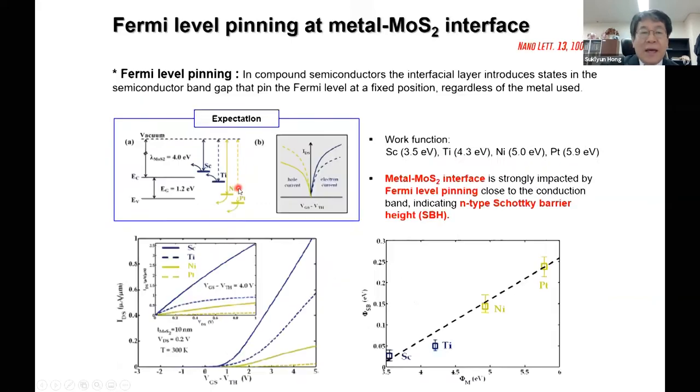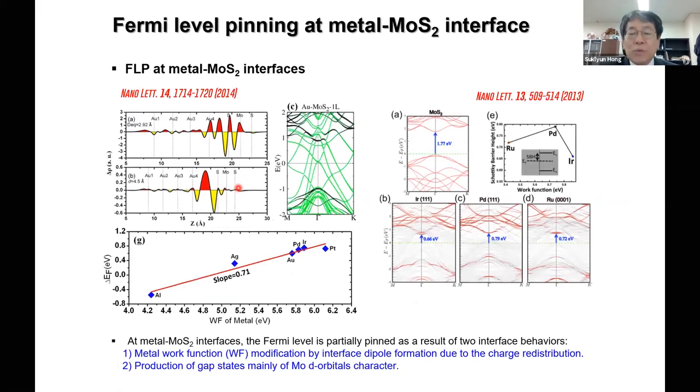And this is the first topic of my talk today, and it's related to reduction of Fermi level pinning. And you know, the metal and moly disulfide interfaces are strongly impacted by Fermi level pinning, which indicates n-type Schottky barrier heights at the interfaces irrespective of the work function value of metals. And this Fermi level pinning can occur due to two main factors. One factor is metal work function modification by interfacial dipole formation due to charge redistribution. And the other reason is the production of gap states in the gap region of moly disulfide, mainly due to the presence of moly d orbital characters.